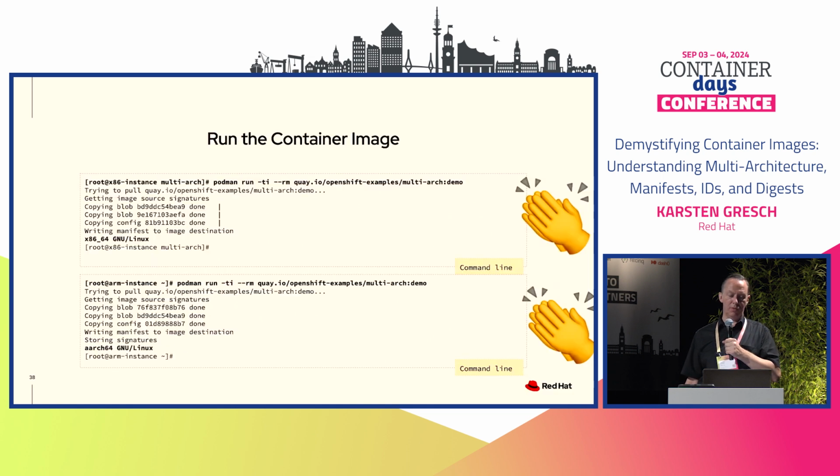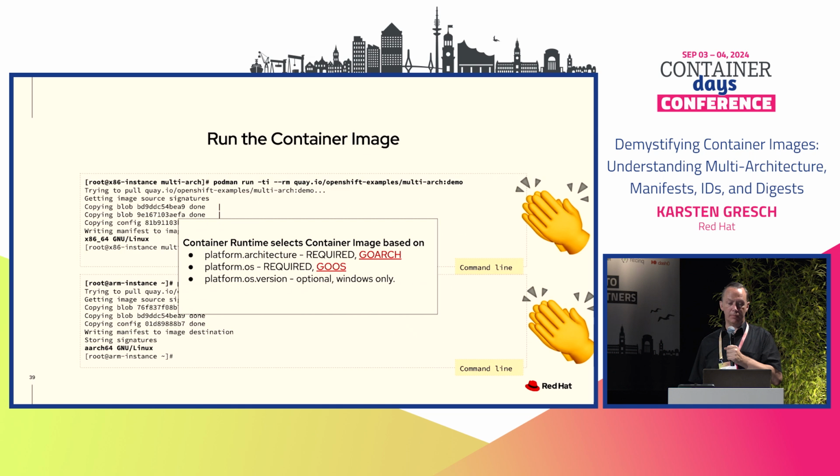Oh, it's quite fast. So if we now run this image, you see here, it's an x86 system. If we now run the multi-arch image, it's of course working because it's referencing this architecture, but the same image is also running on an ARM machine. So basically, that's how it works.